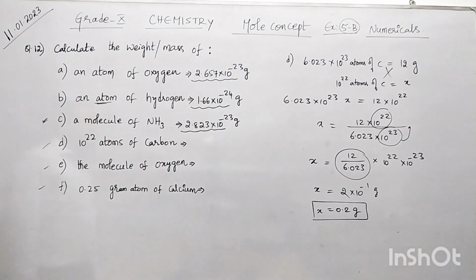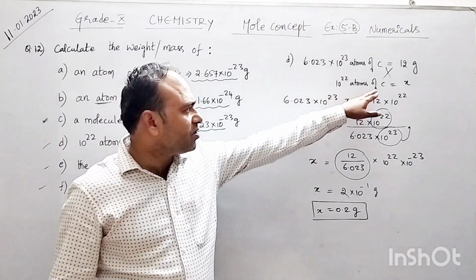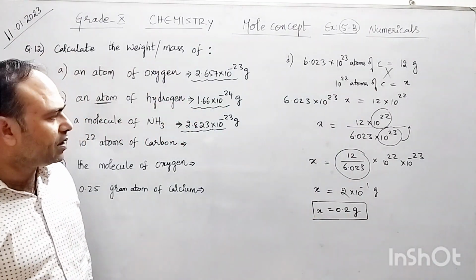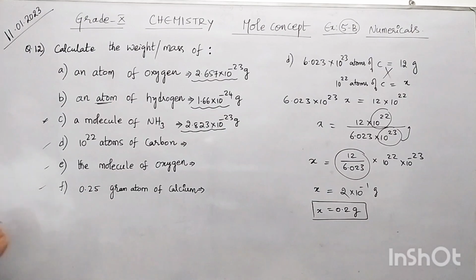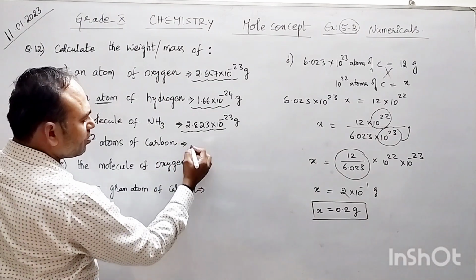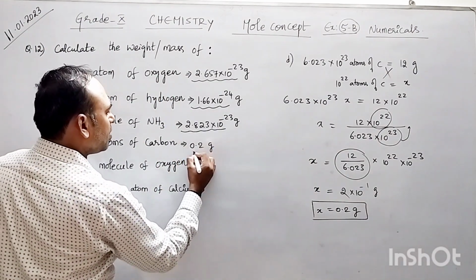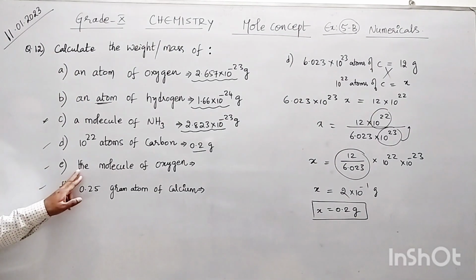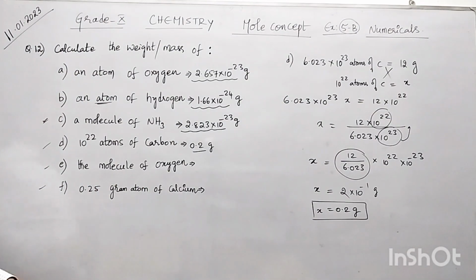Now in this condition, you can take it that 10 to the power of 22 atoms of carbon will be equivalent to 0.2 grams. So I am writing the answer for your convenience. So here we can just write it as 0.2 grams. Next one. One molecule of oxygen, what will be the mass they are asking?